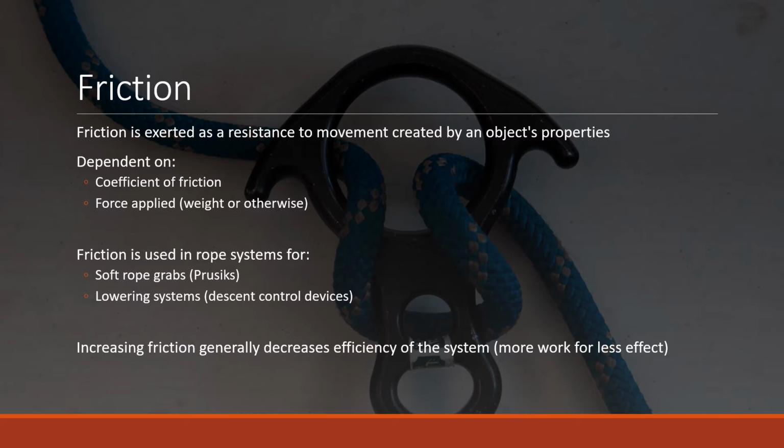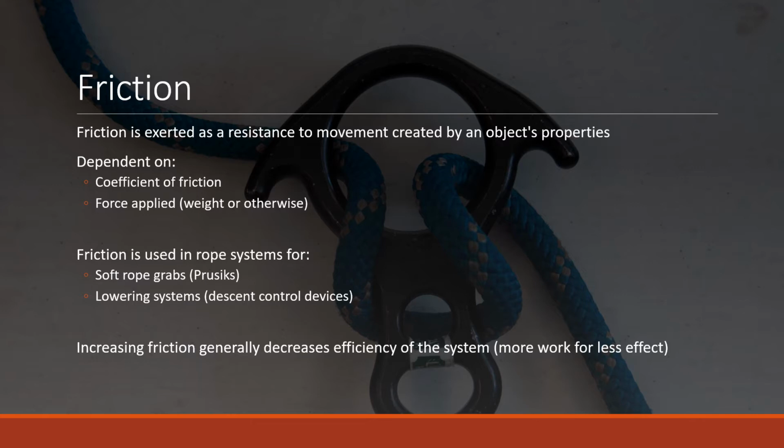Why is this important? Friction is used in rope systems intentionally to control systems. The photo in the background is an 8-plate figure 8 descender. We are using friction that's created by running the rope through all these bends around the metal to provide control and to slow the descent of a person who's rappelling. We also use friction in soft rope grabs. The combined multiple wraps of a prusik working with the rope that it's sliding against create a lot of friction between all those fibers together. That's how we use them as soft rope grabs.